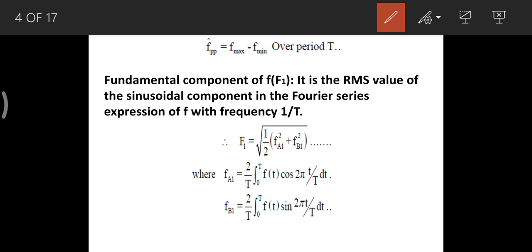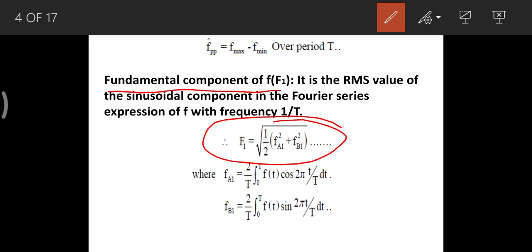Next, the fundamental component. It is expressed as F1. It is the RMS value of the sinusoidal component in the Fourier series expansion of f with frequency 1 by T. So the fundamental component is nothing but the fundamental elements present in the given output. This can be found using Fourier transforms. This is the formula for finding the fundamental component.